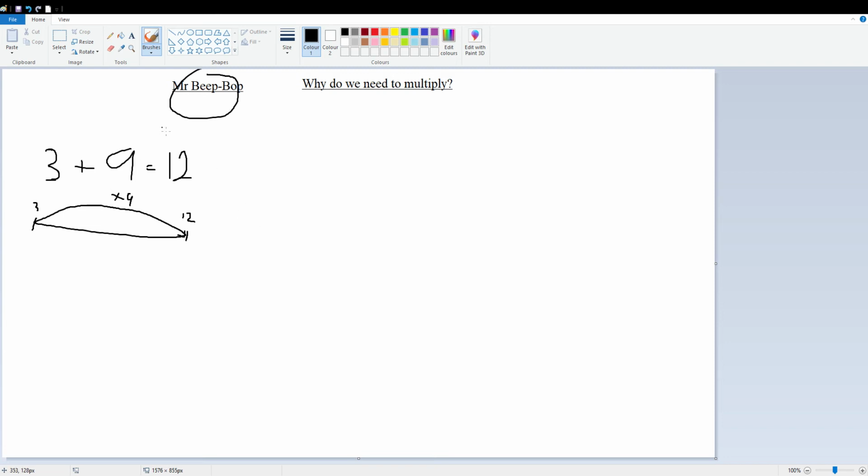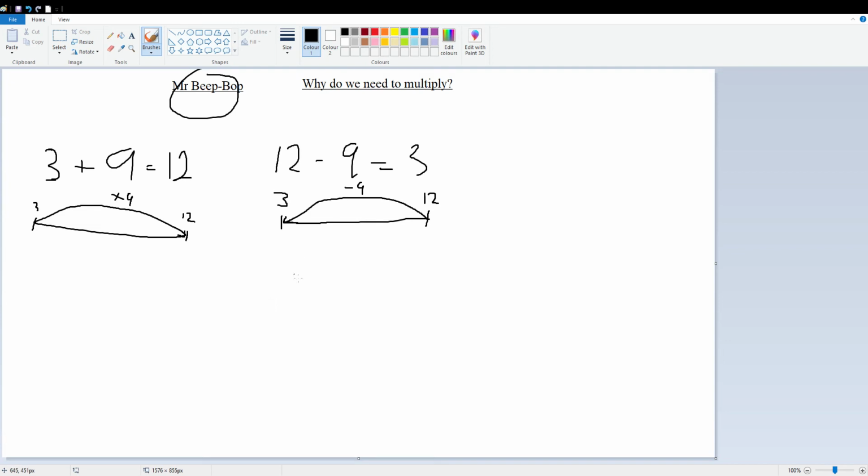Now let's use exactly the same numbers, and we're going to go 12 minus 9 equals 3. And we should be able to represent this on the same number line as well. So let's have 3 here, and let's have 12 here. And we'll just draw the line in between. Now the way this works is actually we're just going backwards this time. And instead of adding 9, we're subtracting 9.